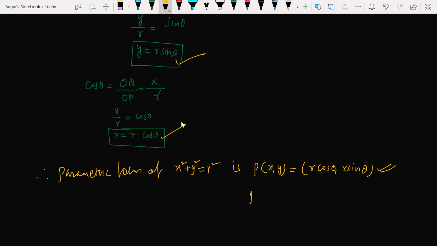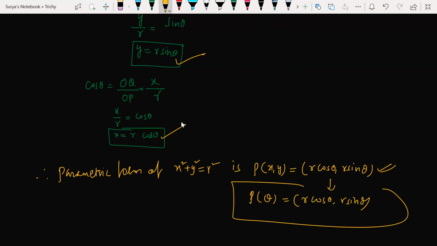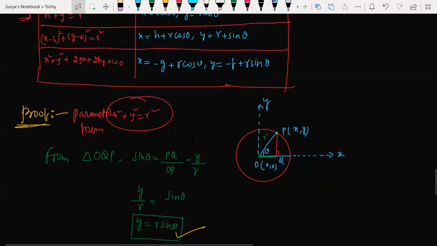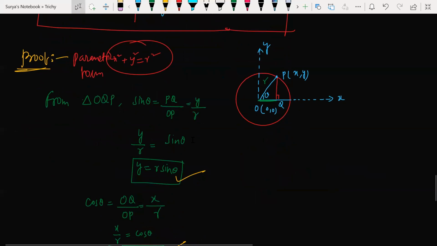So what is P? The P of theta. If I write in terms of theta, this is what it gives me: r cos theta, r sin theta. Parametric form is nothing but we include theta somewhere. That is the parametric form of the circle. Proofs are not at all important. See, just for your understanding purpose, मैं आपको सभी बता रहा हूँ इधर देखो.